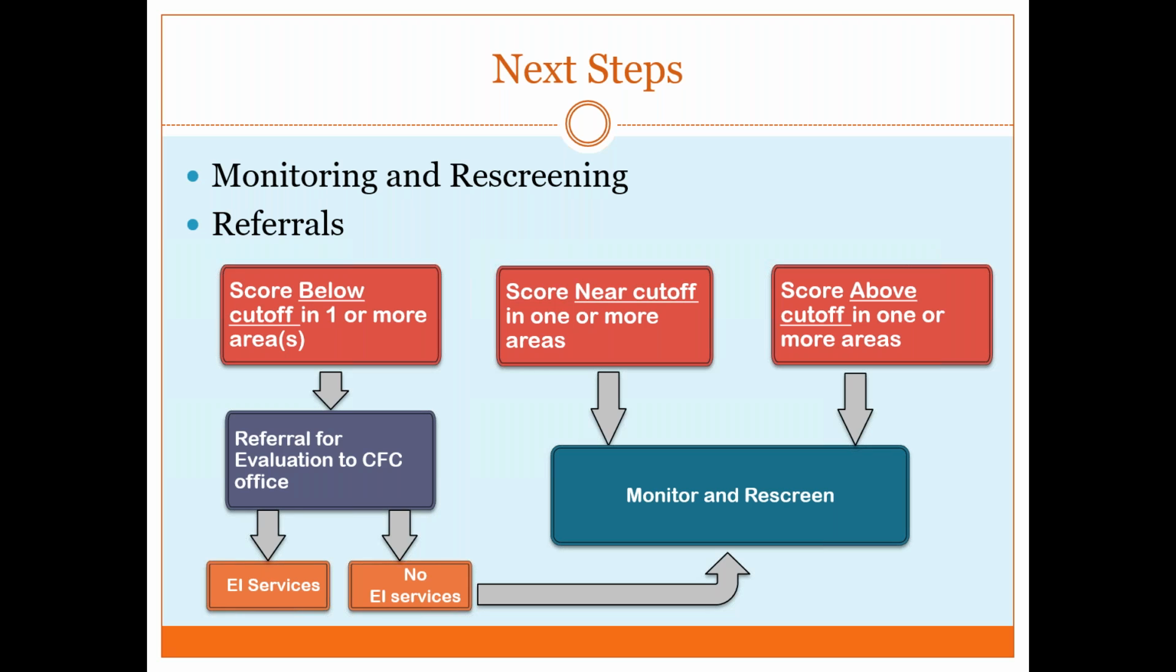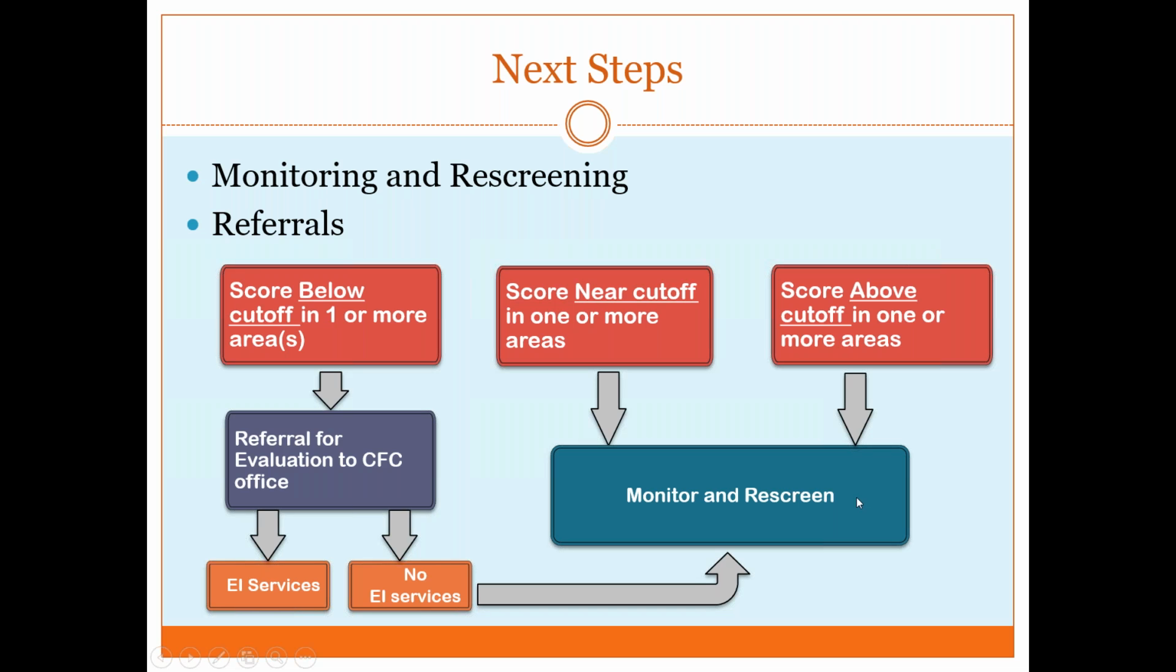This little diagram shows that if the score is below a cutoff in one or more areas, below the cutoff in the black area, you may need to refer them for evaluation to the CFC, Child and Family Connections office, and that may result in EI services or no EI services. Remember, they're going to do further evaluation and they'll determine whether early intervention services are needed or not. If no services are needed, you will simply loop back to monitoring and rescreening, which is what you do periodically.